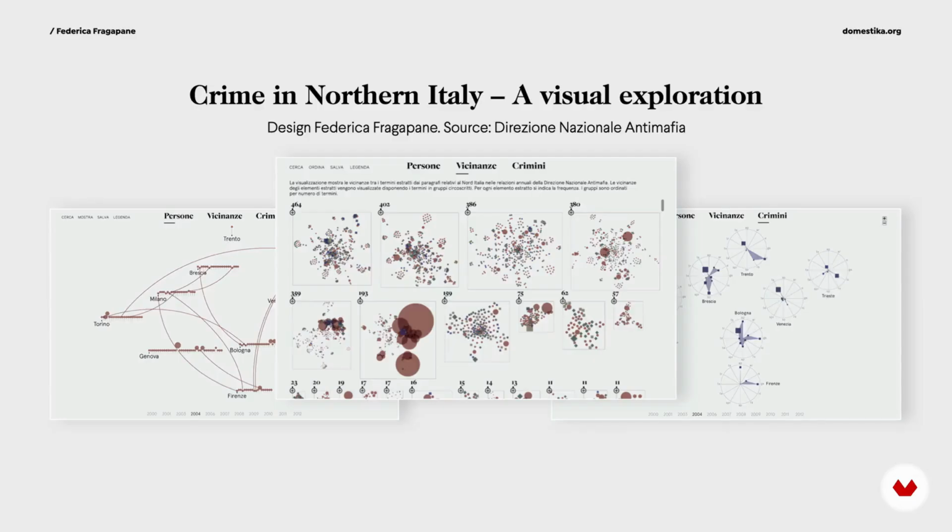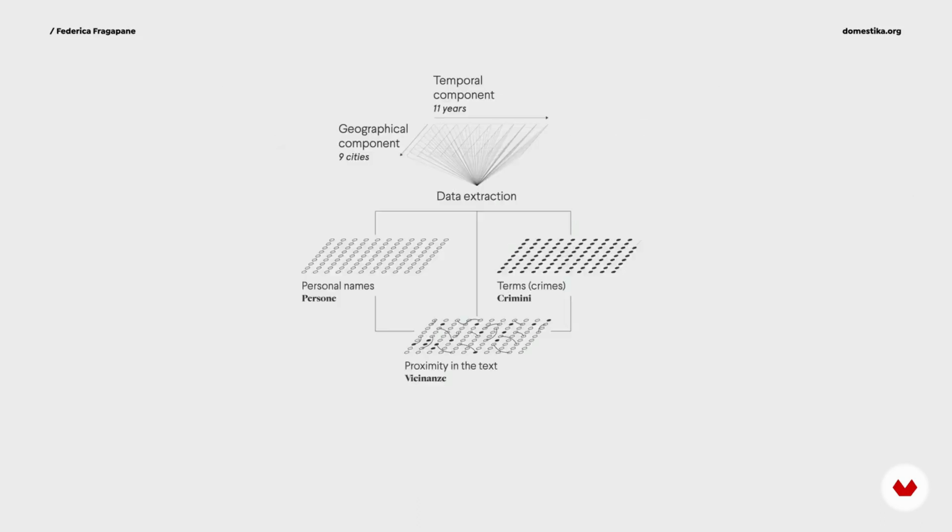Then, what I like to do is experimenting a little bit, and this is something that we are going to do together. I extracted textual data from the annual reports of the Direzione Nazionale Antimafia. It's an Italian anti-mafia organization. And we'll also come back to this project later to talk about the role of collaboration. Focusing on the paragraphs related to the situation in northern central Italy, I extracted a set of information.